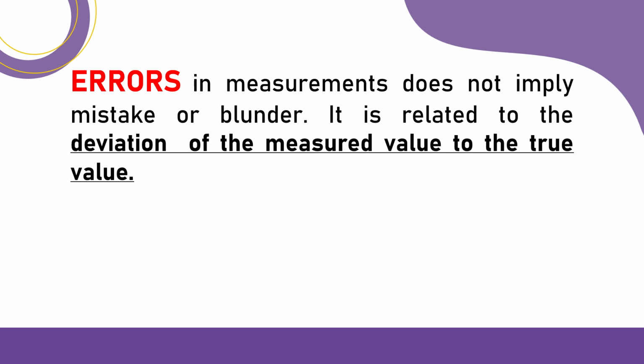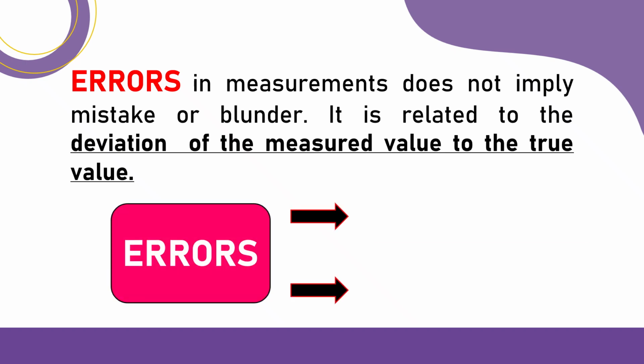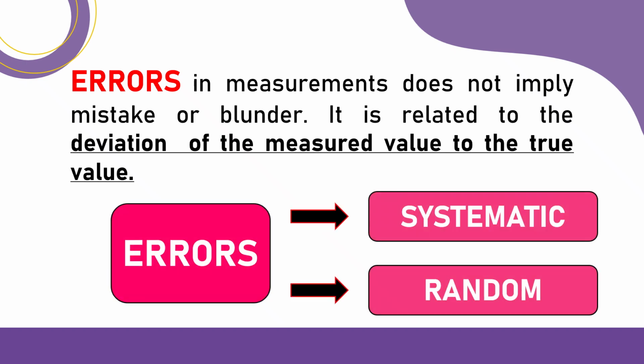Now let's proceed to errors. Errors in measurements do not imply mistake or blunder. It is related to the deviation of the measured value from the true value. Errors can be categorized as systematic or random.